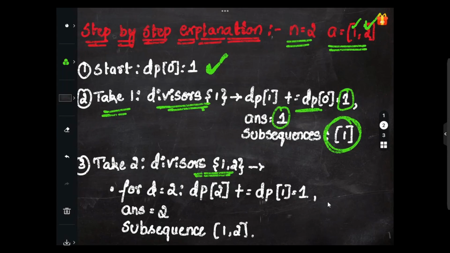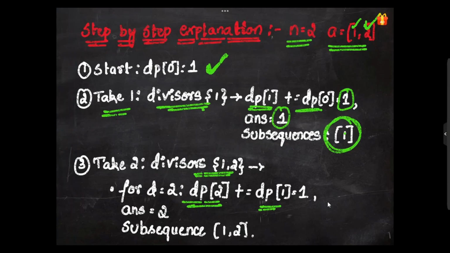So for d equals 2, we will be going with the same formula. Similar to this one, we went with dp of 1 equals dp of 1 plus dp of 0, the previous one, right? Now we'll be going with dp of 2. When d equals 2, dp of 2 equals dp of 2 plus dp of 1. So dp of 2, we have 1 here, right? So this will be 1 plus 1.